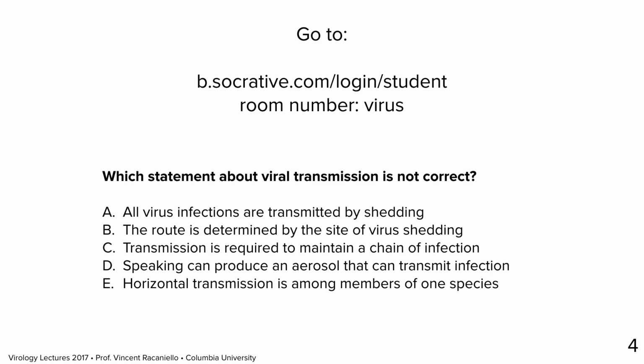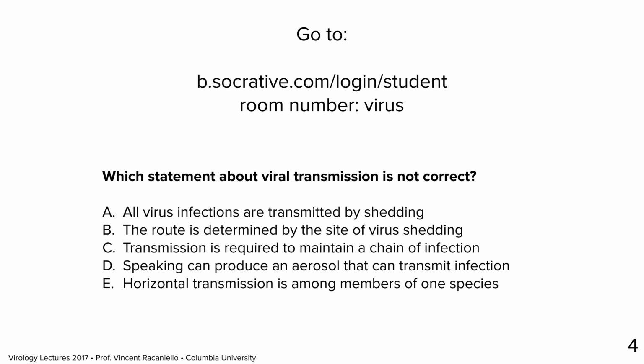Which statement about transmission is not correct? All virus infections are transmitted by shedding. The route is determined by the site of virus shedding. Transmission is required to maintain a chain of infection. Speaking can produce an aerosol that can transmit infection. Horizontal transmission is among members of one species.